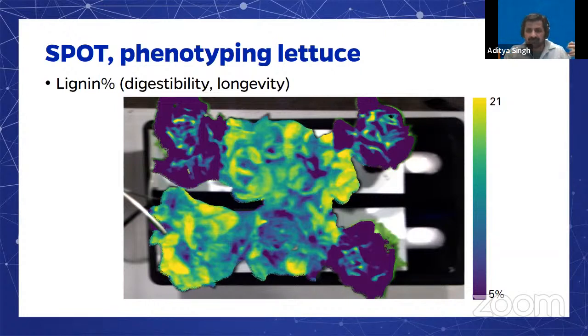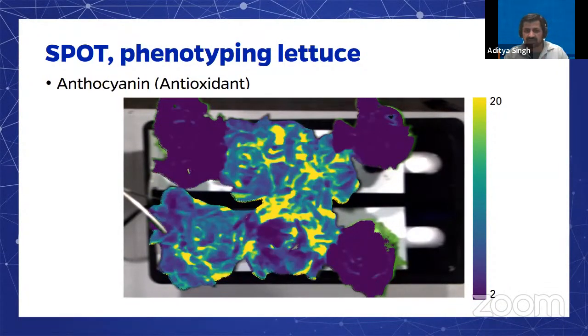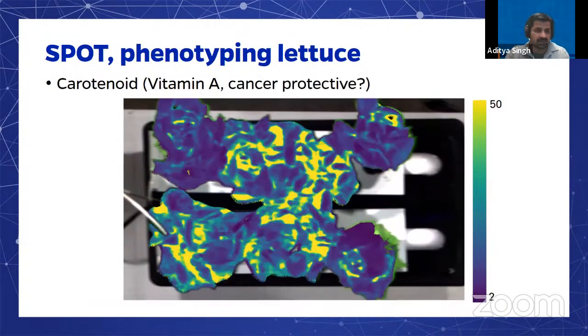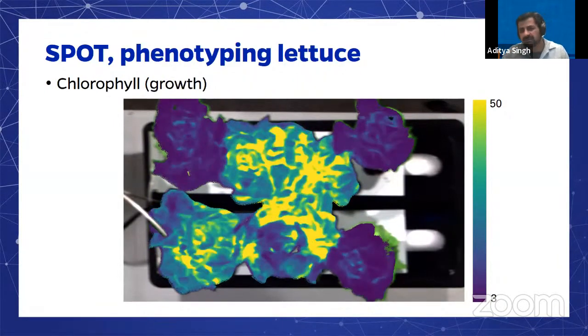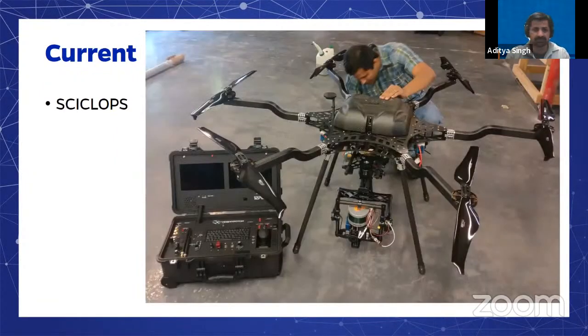If you can come up with a rapid phenotyping platform like this, then you can rapidly breed these plants to have the exact traits that you need. So lignin, anthocyanins, which are antioxidants that a lot of people are going after, carotenoids, you know, vitamin A, cancer protective sorts of properties, chlorophyll, obviously. Chlorophyll is very different between these two cultivars. So this is all nice and fun. You're doing all this in the lab.